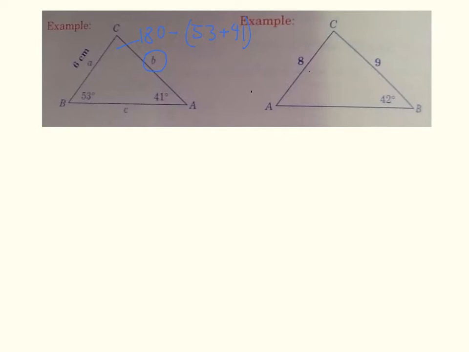Big A is the smallest angle, so that 6 is the smallest side. I'm expecting something bigger than 6 for B, because 53 is larger than 41. So let's go and write this out. I've got B over sine B, B being 53 degrees, equals 6 over sine 41.